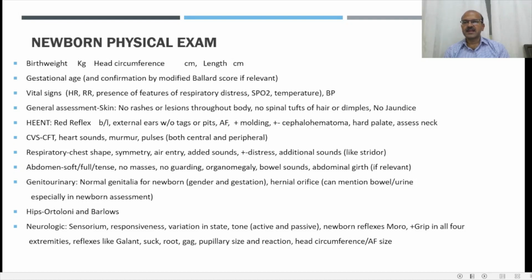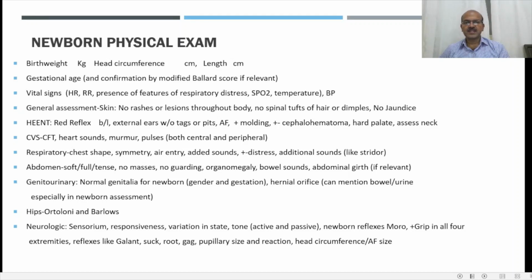The vital signs are usually recorded by the nurses, and you can transfer it here. Heart rate, respiratory rate, whether there is any feature of respiratory distress, saturation, temperature and blood pressure. The general assessment of the newborn will include assessment of the skin for rashes or lesions. Sometimes you get cuts from the birth or bruising.